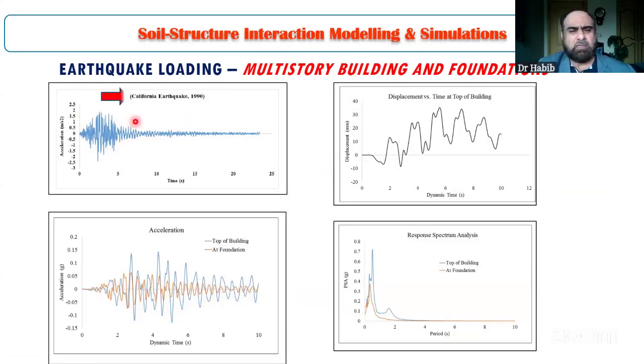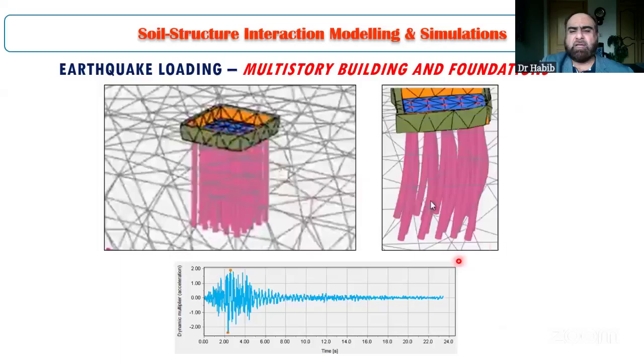For example, in this one, if we input an earthquake, a real seismogram, on our soil column, we will get displacement versus time at the top of the building, and we will get accelerations both at the top of the building and at the foundation, these two graphs. And the final requirement for the design of structure, which is response spectrum analysis at the top of the building and at the foundation level. So this is what we'll be getting for the superstructure, and for the foundations, we can get a picture like this one.